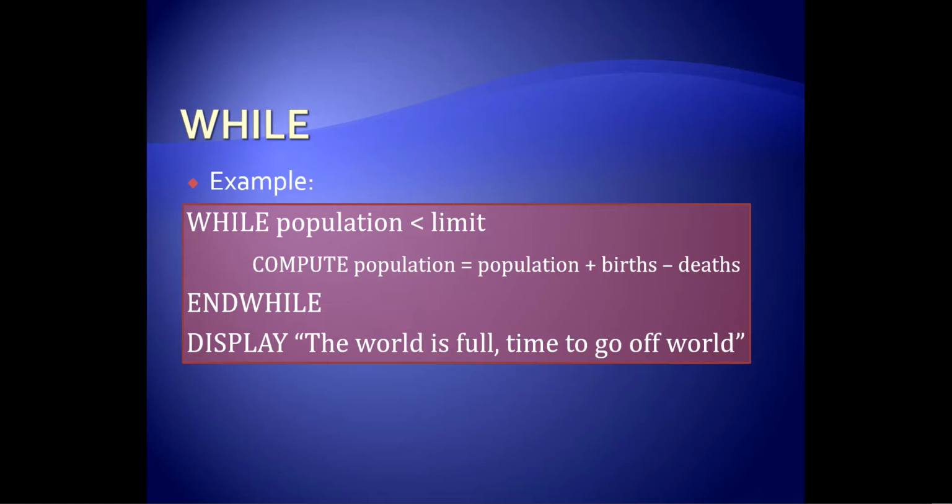While population is less than the limit. If that is true, we're going to recalculate population as the current population plus all the births minus all the deaths. End while, and then we're going to come back up to the top. Is the new population still less than the limit? Yeah, all right, let's calculate it again. And that will continue and continue and continue until the population meets or exceeds that limit. Then it's going to break out of that while loop and go down to the display statement. The world is full, time to go off-world. Let's go colonize. All right, so it's a very simple logic, but it's going to continue forever. Doesn't ever stop until that population meets or exceeds that limit.